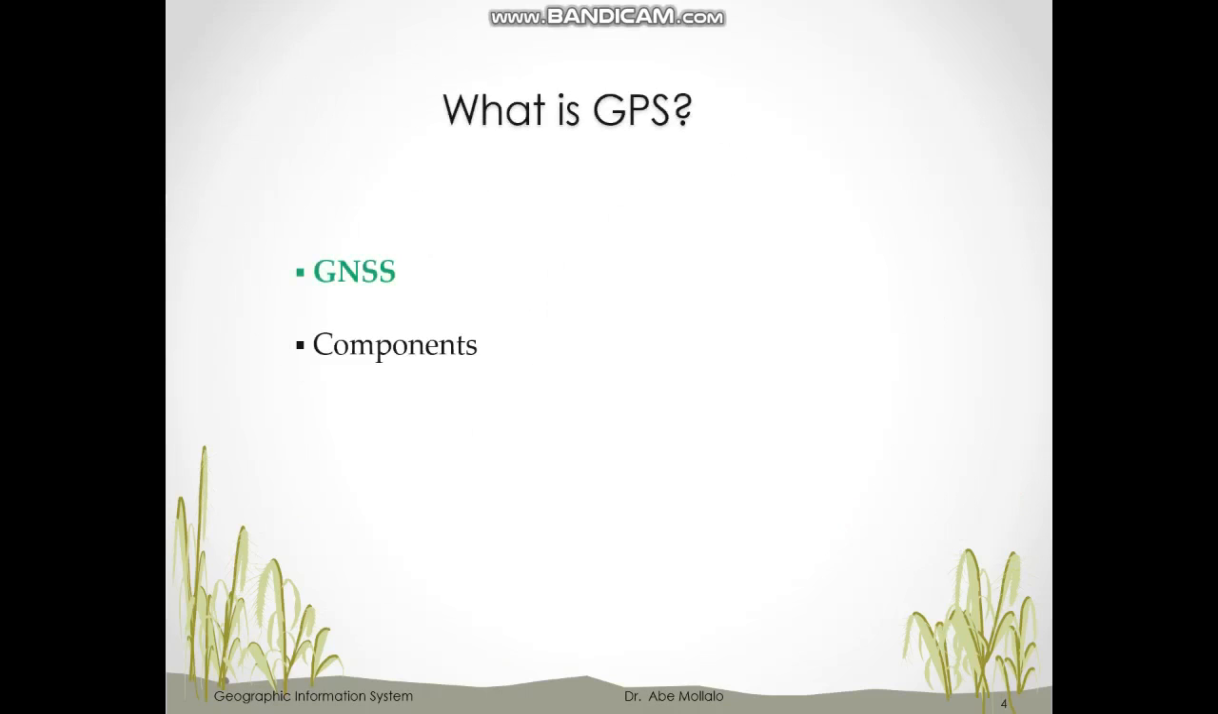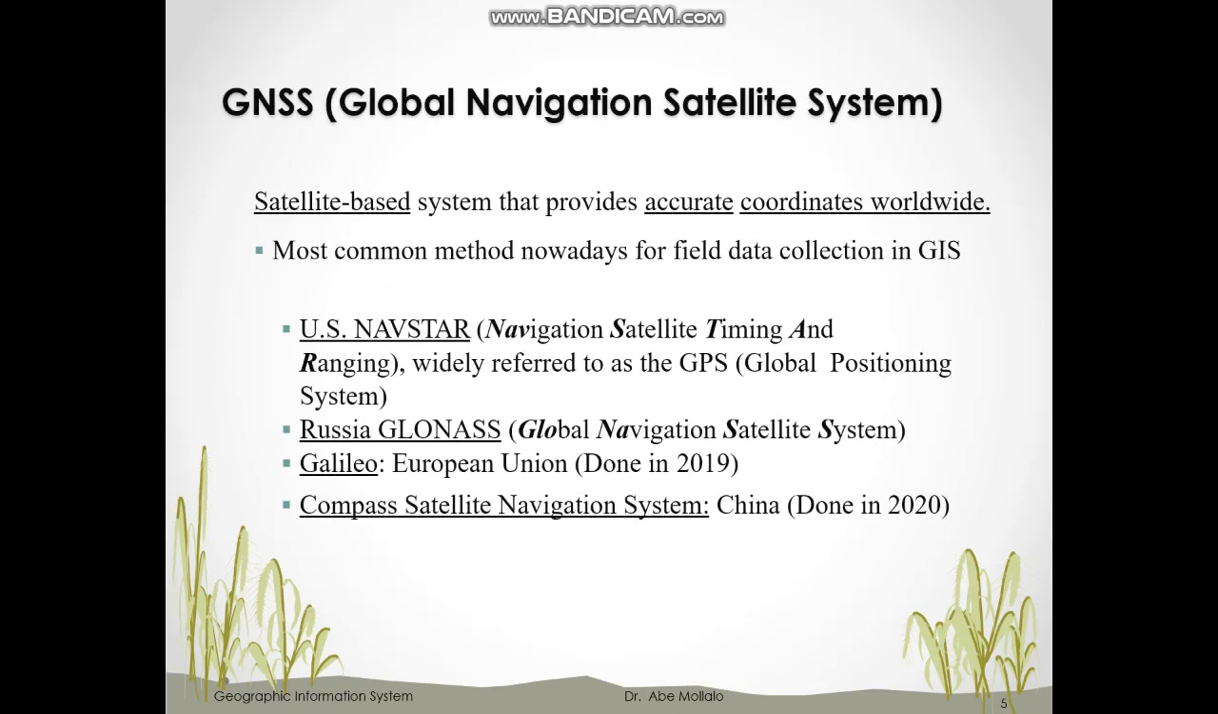First, let's talk about its general term that also covers GPS, which is GNSS. The GNSS stands for Global Navigation Satellite System. It refers to using satellite system to provide accurate locations across the world. GNSS is one of the most widely used techniques to collect field data for GIS.